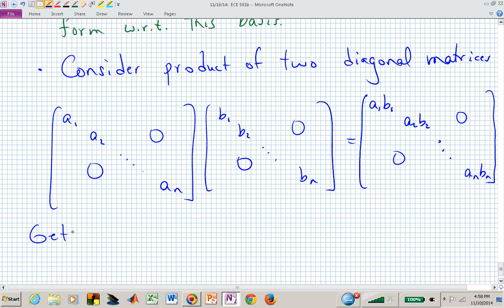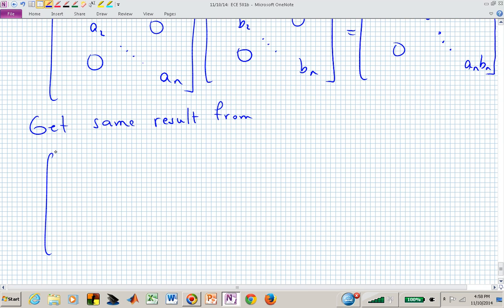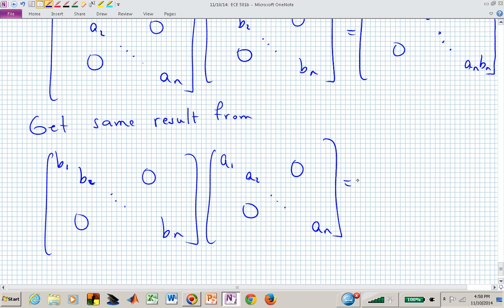The observation is just to see that we get the same result if we change the order or interchange the order of those two diagonal matrices. If we now look at B1, B2, B sub n times A1, A2, A sub n, we get the same behavior, don't we? We still get B1, A1, B2, A2, and those scalars commute.